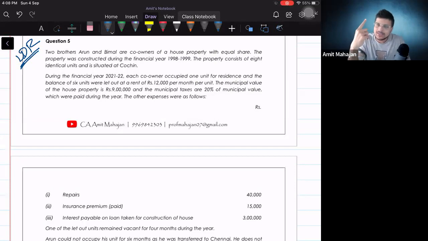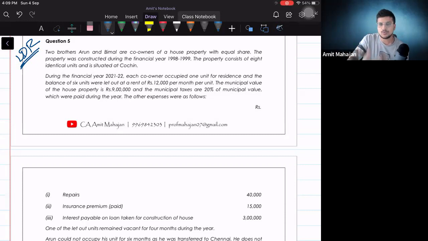Point 1: that 3 lakh rupees is for the entire property. So first of all, we need to identify out of 8 properties, how many properties were self-occupied? 2 properties. Total 8 were there. Out of 8, one property each was occupied by both. This is a slightly tricky question, so don't get disheartened if you didn't answer this question properly. Okay, it's a new problem.